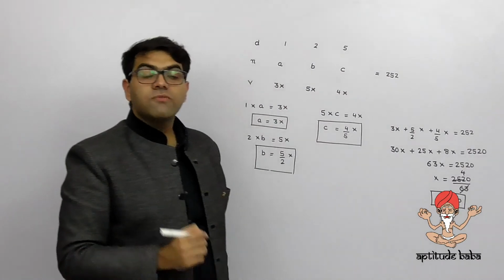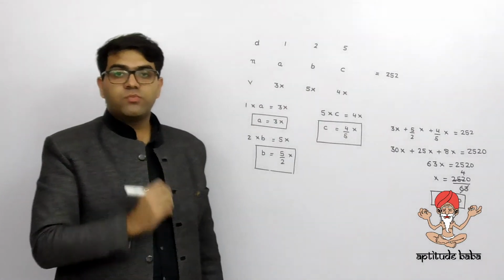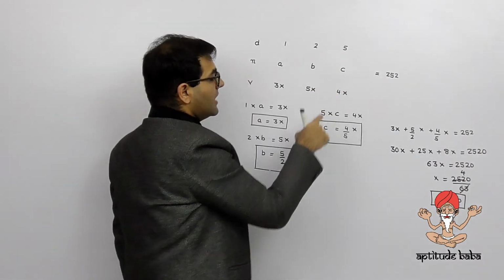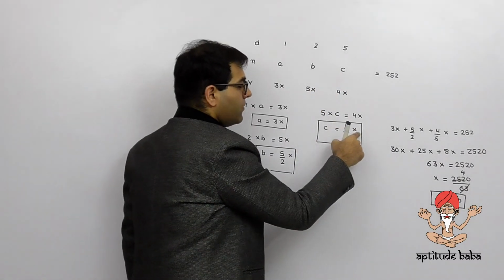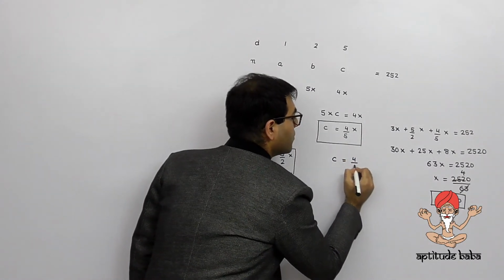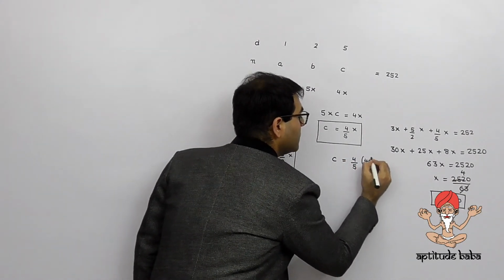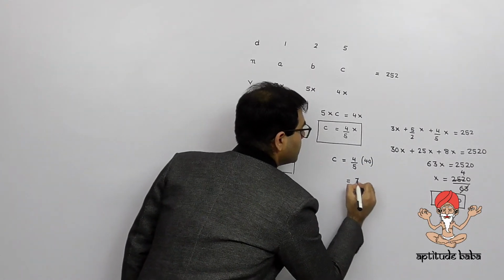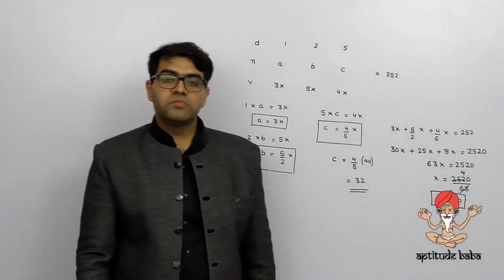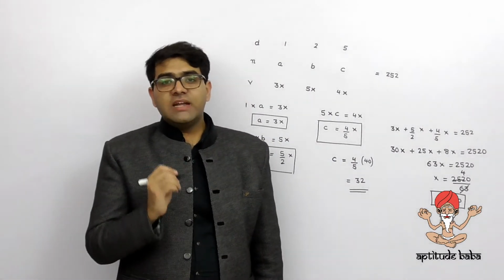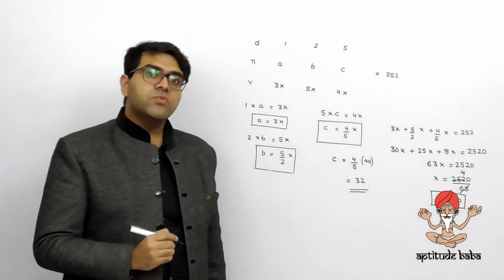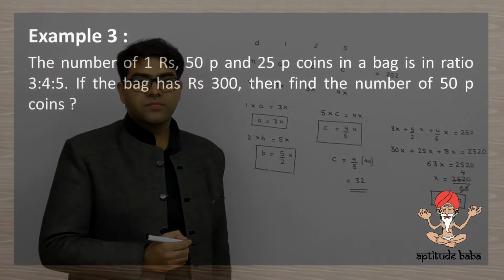In this question, I was required to find the number of 5 rupee coins. The number of 5 rupee coins were represented as C, and C is nothing but 4 by 5 of x. So can I say the number of 5 rupee coins will be represented as 4 by 5 of x, x being 40. Solving this, the number of 5 rupee coins will end up becoming 32. Hopefully, we are finding these questions very easy. One more question and then we move on to the next question type.